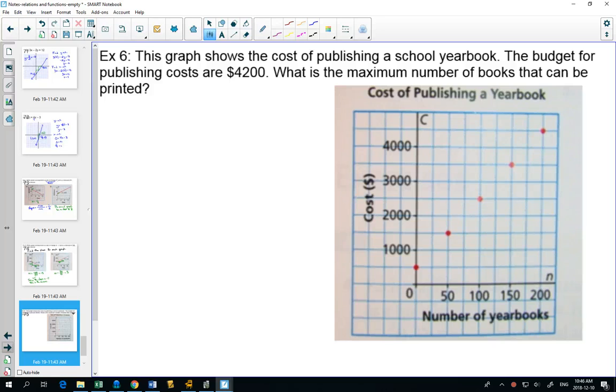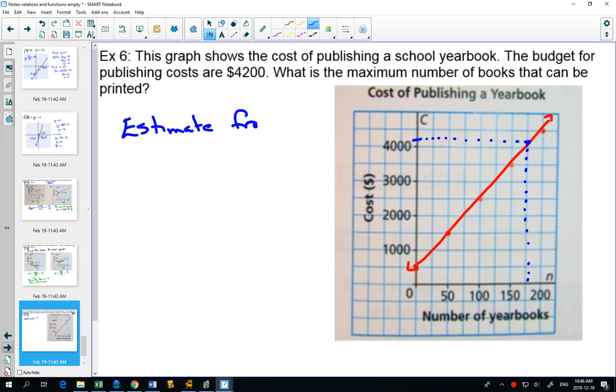So if we look at this, it forms a linear function. We could estimate from our graph where 4,200 is, go straight across, and go down, and I would estimate it from the graph to be 175 books. However, if we want to be more accurate, we could use the equation.